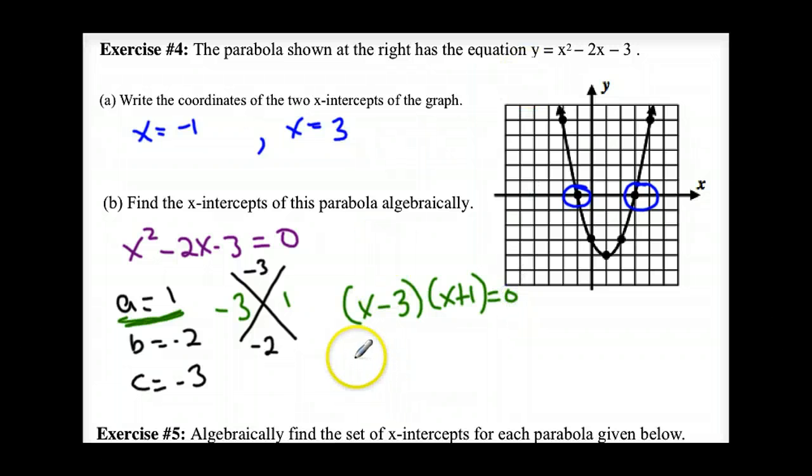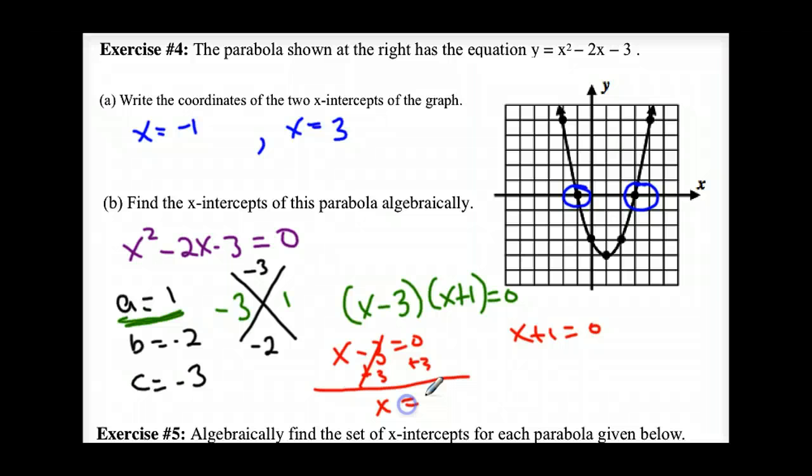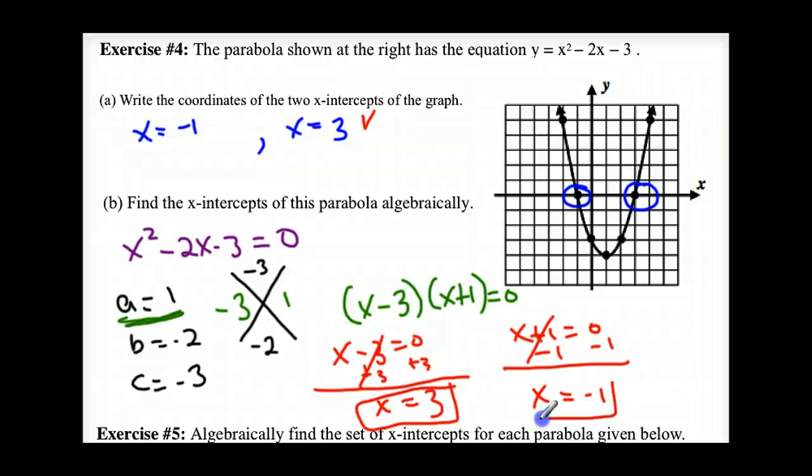Once I write these out, I can go ahead and solve them. x minus 3 equals 0, and x plus 1 equals 0. Add 3 on both sides. x is equal to 3, which is what we have up here. Minus 1 on both sides. This cancels. x is equal to -1, which is our answer up here. And again, these points correspond to these right here.